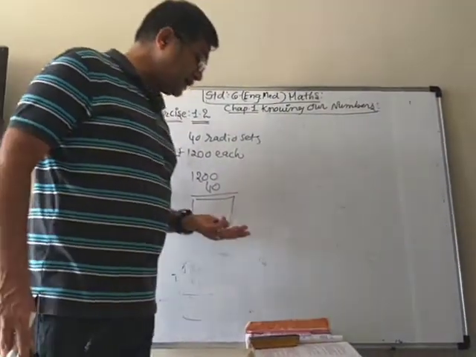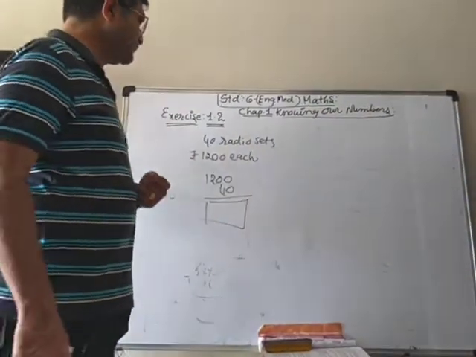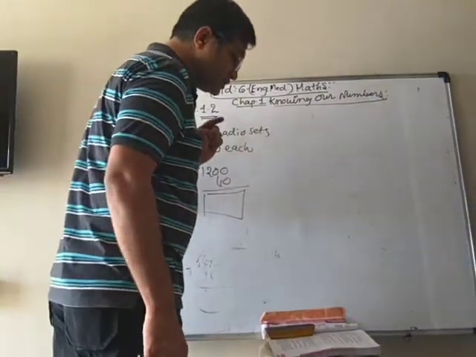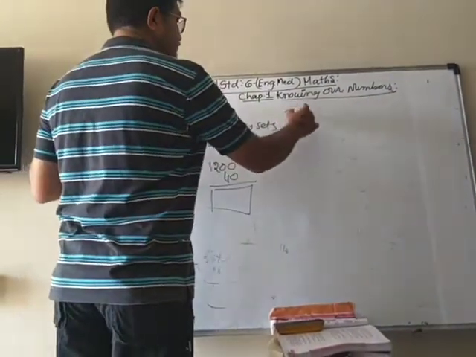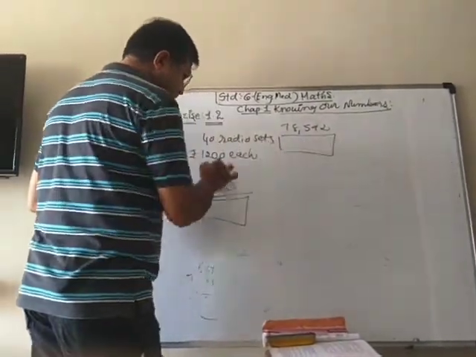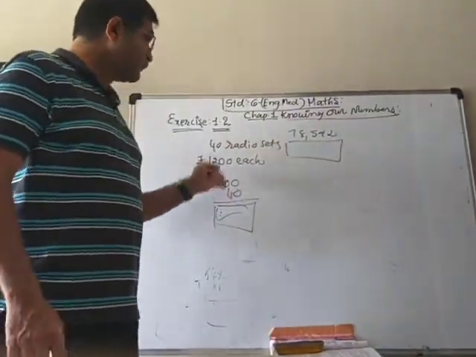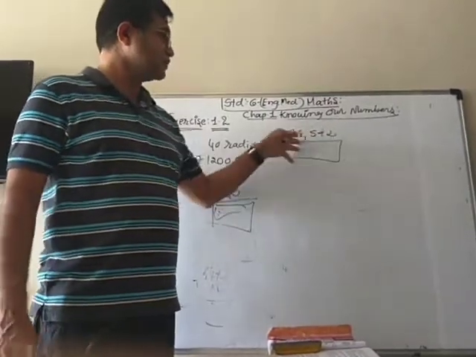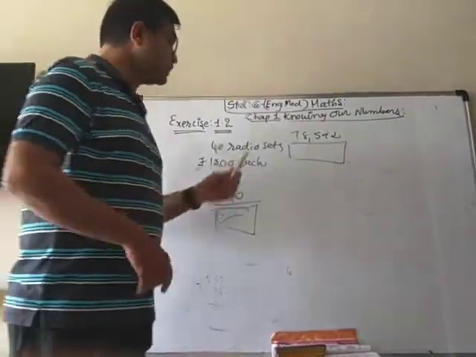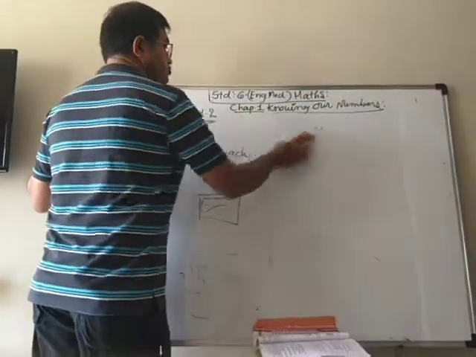Now at the end, how much money will remain with her after the purchase? So in the beginning, she had 78,592 rupees. Then from that, we have to subtract the amount you got here, because she bought the 40 radio sets from this amount. So what will be the remaining amount? That we have to subtract. So you can do it yourself also. Here I just gave you the explanation of how to do that sum.